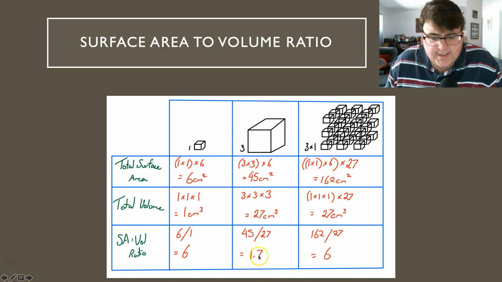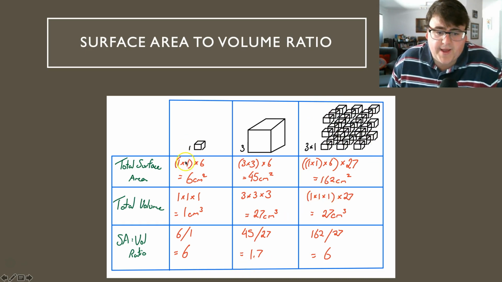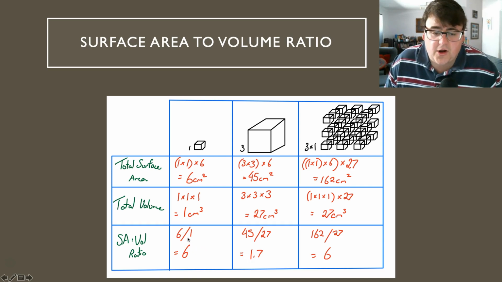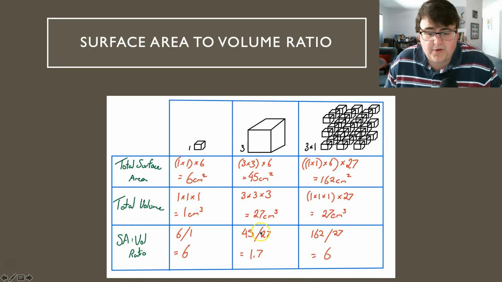So, where does that difference come along? Well, our small cube has a really high surface area to volume ratio of 6, which means we're having a lot of exchange of materials and we're able to keep the exchange rate higher than the metabolic rate. When we move to our larger cube of 3 centimeter sides, all of a sudden our surface area to volume ratio has decreased to 1.7, which means eventually if we continue to grow, our exchange rate is going to be less than our metabolic rate, which means the cell will eventually die.